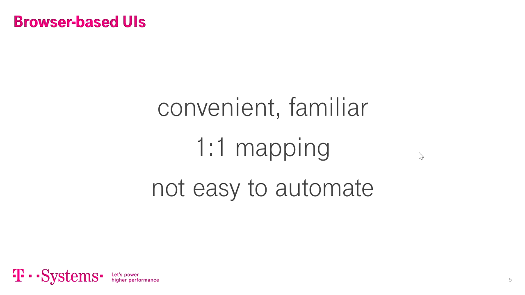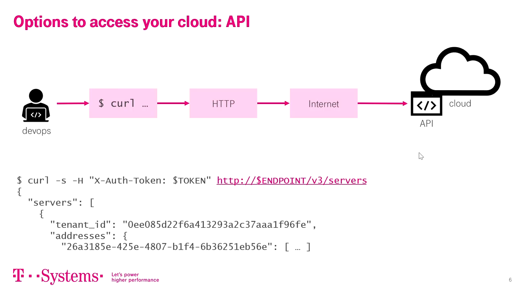But there is one fundamental issue with this approach. It is not very easy to automate. If you've ever tried to script the mouse path or clicking on a specific item, especially on complex UIs, that is not very convenient. That's why we have a number of different options, and I'd like to discuss some of those options with you.